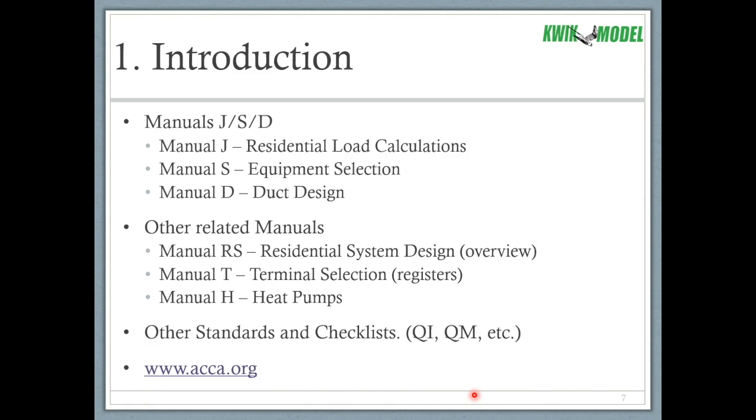So manual J, S, and D. Manual J is residential load calculations. Manual S stands for equipment selection. And manual D is duct design. There are lots of other manuals. The other 3 that you might find useful are manual RS, which is an overview of residential system design. Manual T is for terminal selection. That guides you through the process of reading manufacturer specs for supply registers and return grills.